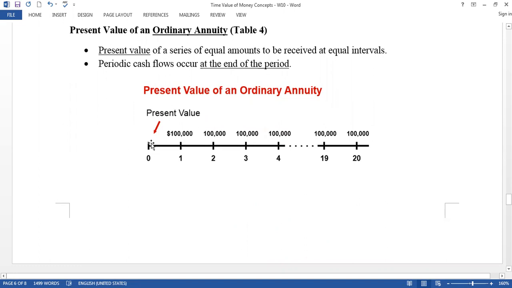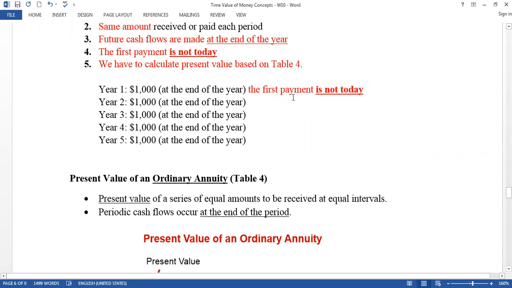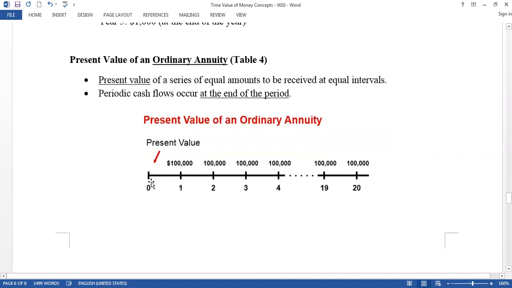So zero means January 1st, and this point is called December 31st. So first payment is not today. I told you that. You have to find this out. The first payment is not today, so the first payment is some other day. According to this question, this is 1 year from today. So we have to use table 4 to calculate. Our question is, what is the present value of today? In order to calculate the present value of today, we are going to use table 4.